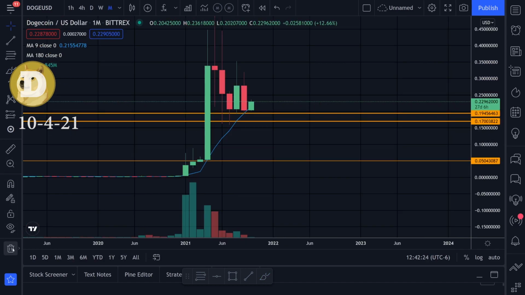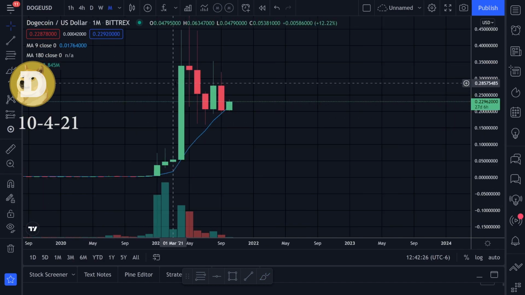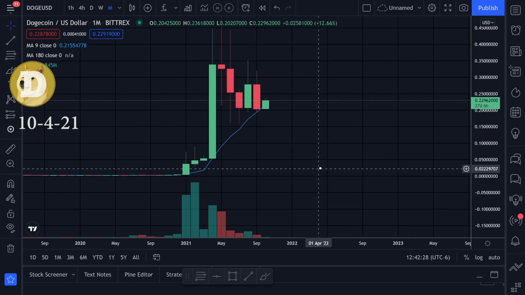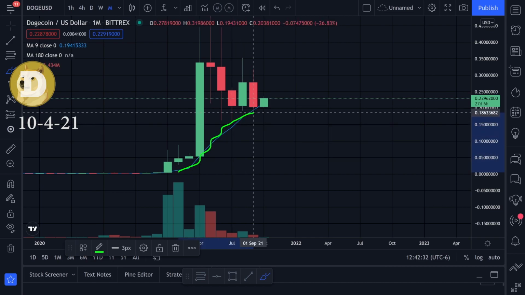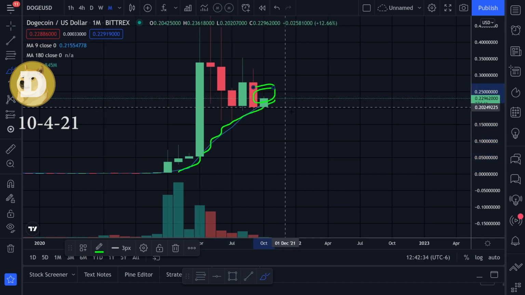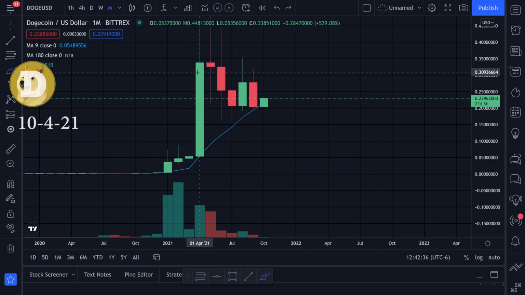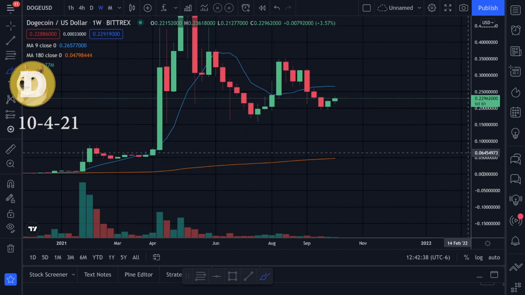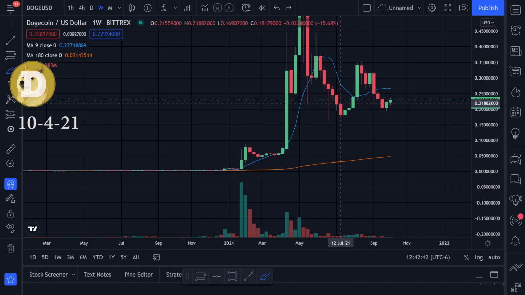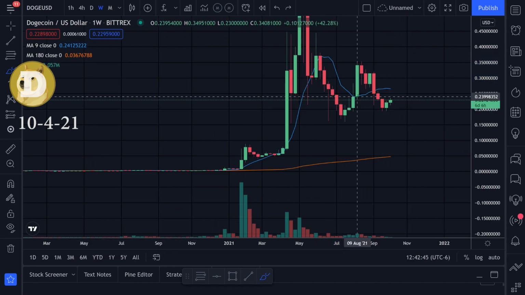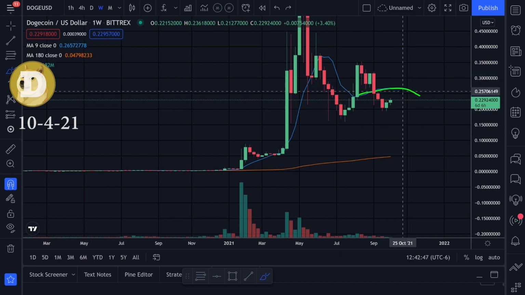Okay, so let's delete everything and let's just focus on the moving averages for right now. Right now we're on the monthly time frame. I just want to go through the moving averages. We have the 9 moving average right here. Right now we're above the 9 moving average on the monthly time frame, which is good. On the weekly time frame, we are below the weekly 9 moving average, which I do not like. I really want to see us break above this weekly 9 moving average.